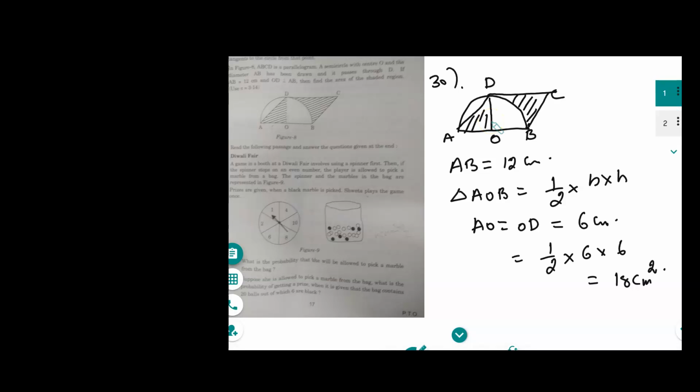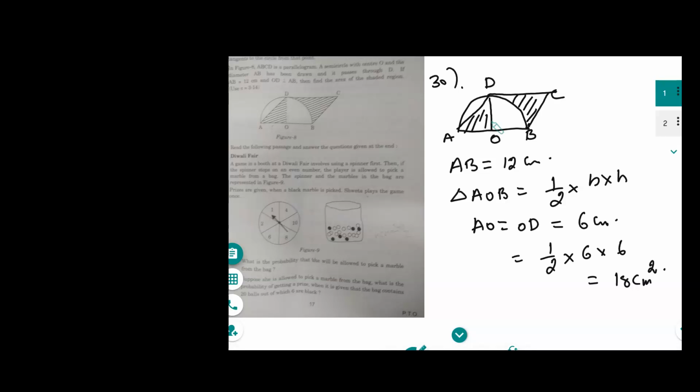So, the shaded portion is the triangle AOD and the region outside the semicircle. Given AB is equal to 12 centimeters, the area of the triangle is half times B times H. Now we know AO is equal to OD, the radii, which is equal to 6 centimeters. So, the area of the triangle AOD is equal to half into 6 into 6, which is equal to 18 centimeters square.